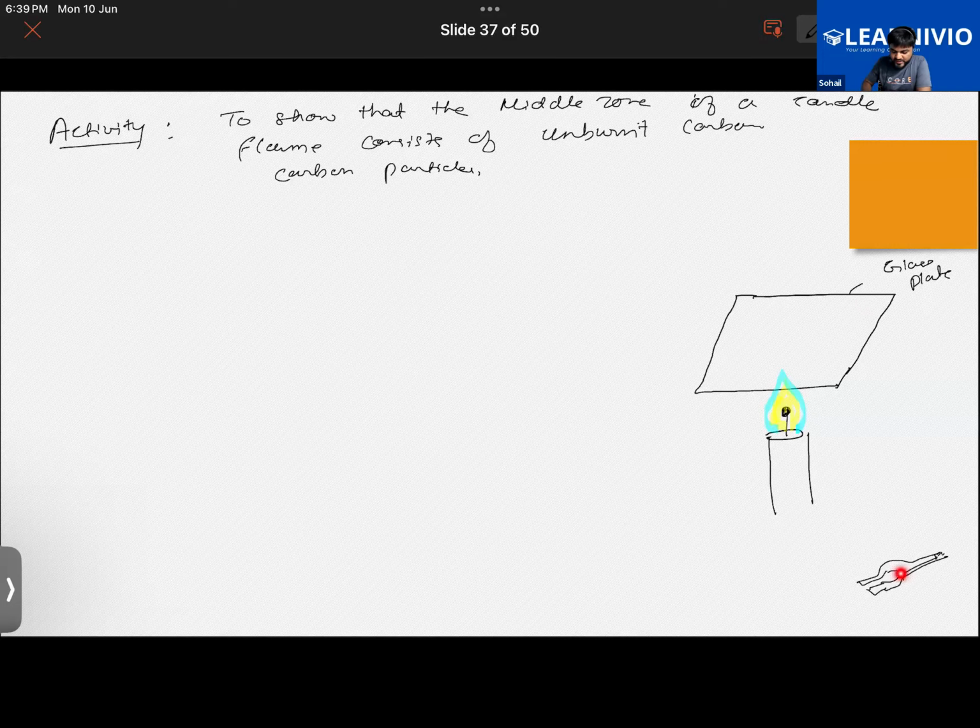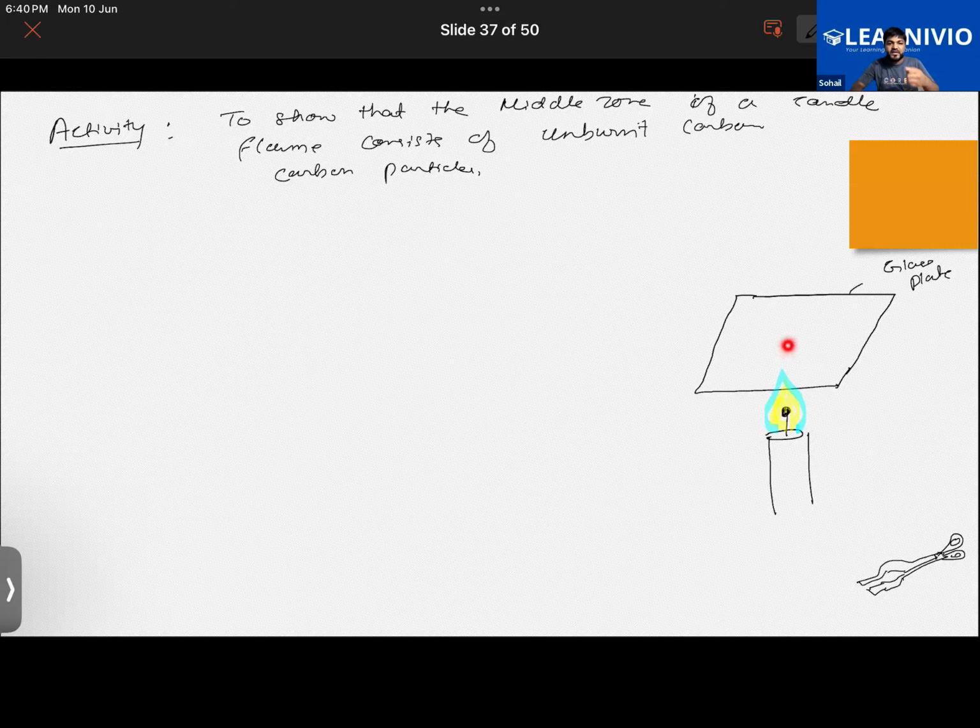Tong kind of looks like this. So taking the help of a tong, you have to hold this. Hold it using a pair of tong and introduce it to the middle zone. Don't hold it too high above or too close to the candle. Try to place it in the middle zone. Getting it now?